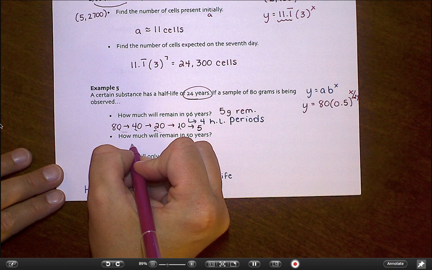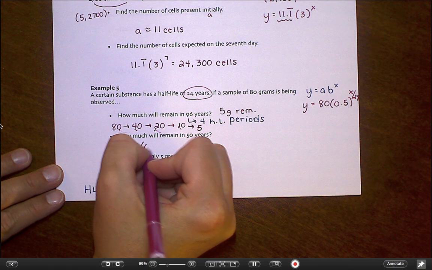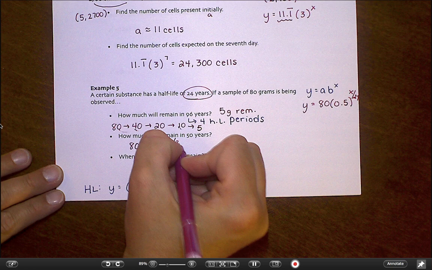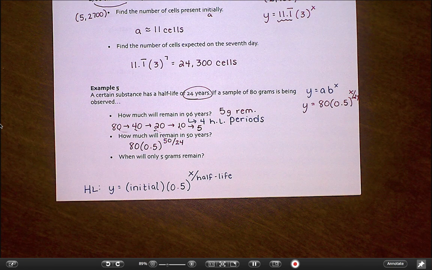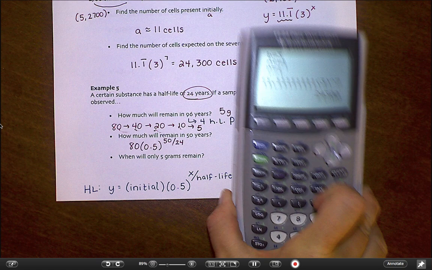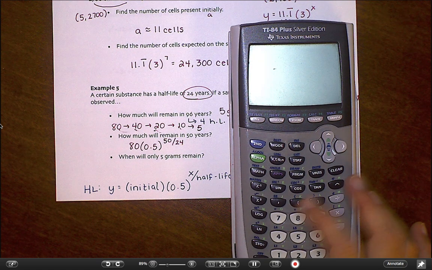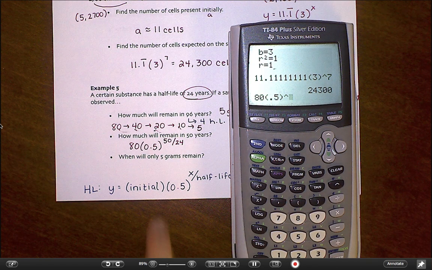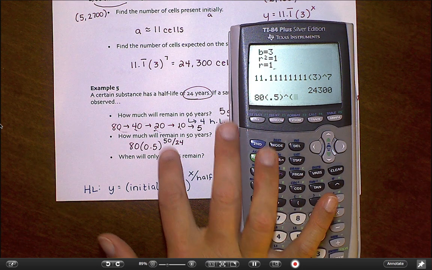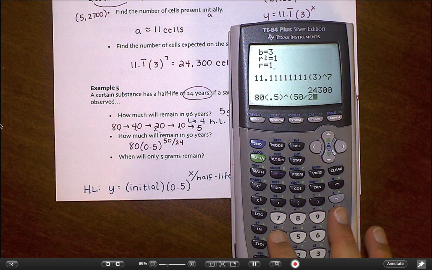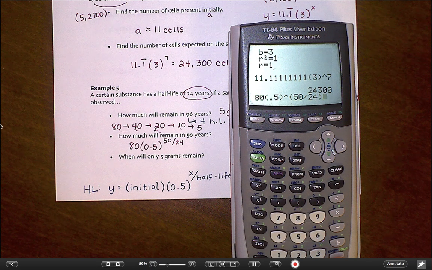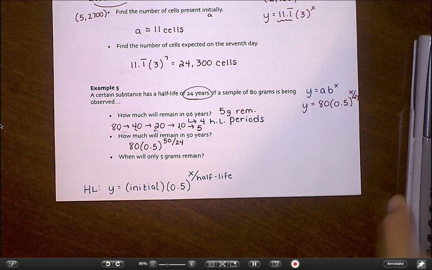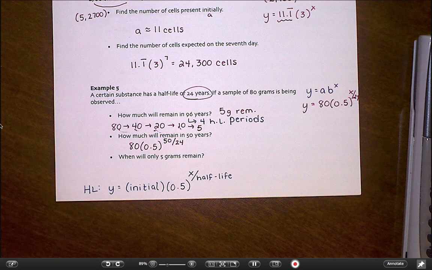So in my equation, I would say 80 times 0.5, and then I'm going to take that 50 and divide it by 24. And what that's really doing is telling me how many times I'm cutting in half. So in my calculator, I'm going to go 80 times 0.5 to the power of, and I'm going to need to use parentheses here to do the 50 divided by 24. Depending on your calculator, you might be okay without it. And remember, I estimated it to be a little less than 20, so I feel good about 18.88, I think, is what it was.